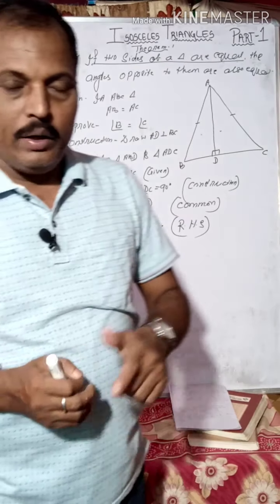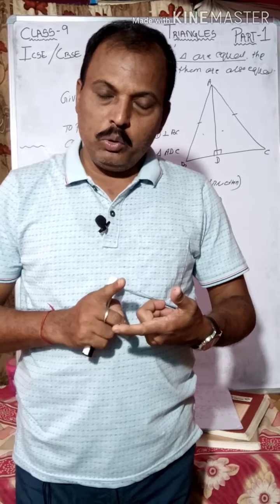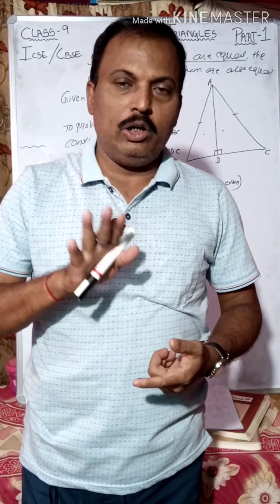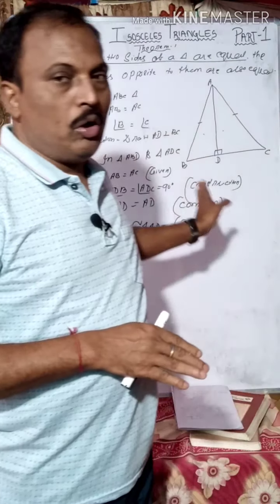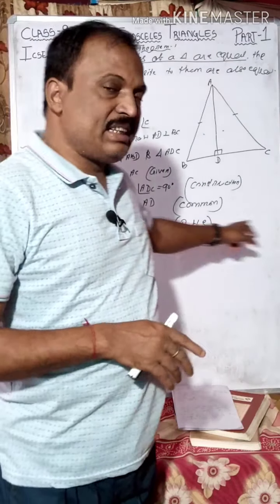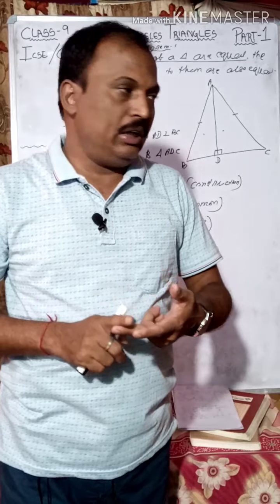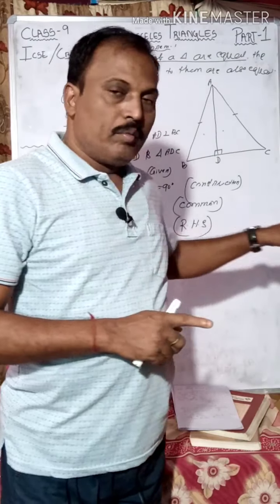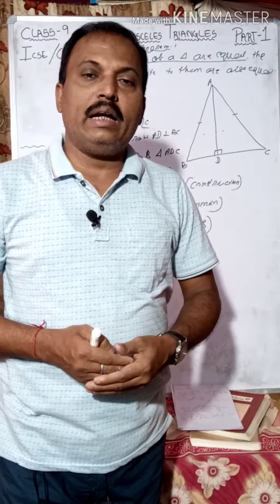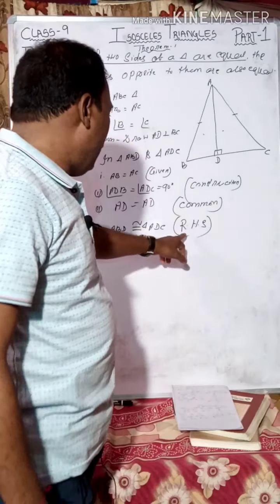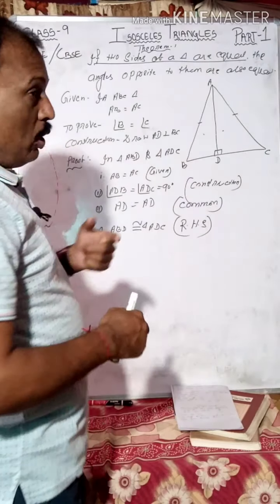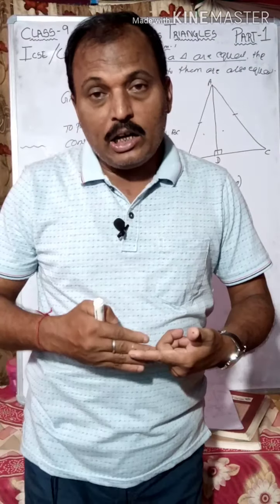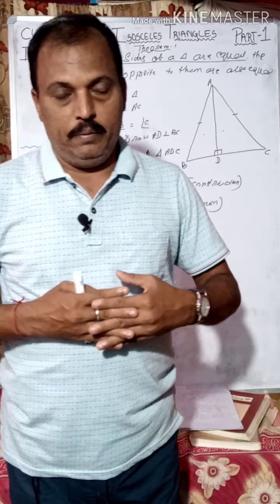We know in the congruency chapter there are 5 conditions that satisfy congruency. RHS is one of the conditions. That's why the two triangles are congruent to each other: right angle, hypotenuse and side. So after congruency, the rest of the parts of the triangles are equal.